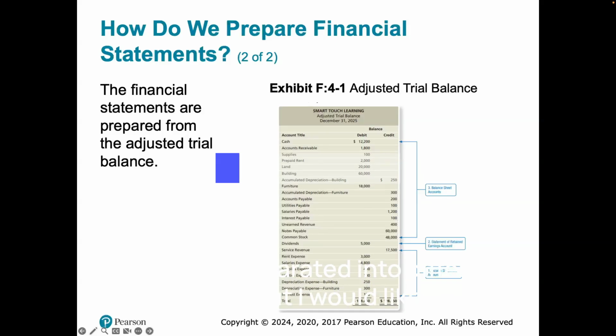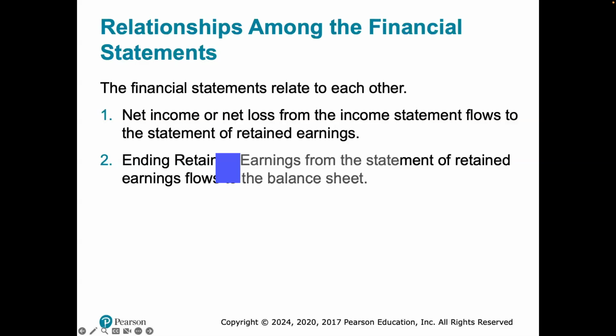So it's separated into different categories, but I would like you to think of the bottom as the first, the second statement is going to be the statement of retained earnings, and the third statement is the balance sheet. And they have them numbered one, two, three. So the financial statements relate to each other, right? Net income or net loss from the income statement flows into the statement of retained earnings. So depending on if we had net income or net loss, that is going to be passed on to the ownership. And it's either going to create more profits, more income for the retained earnings, or it's going to lower the retained earnings.